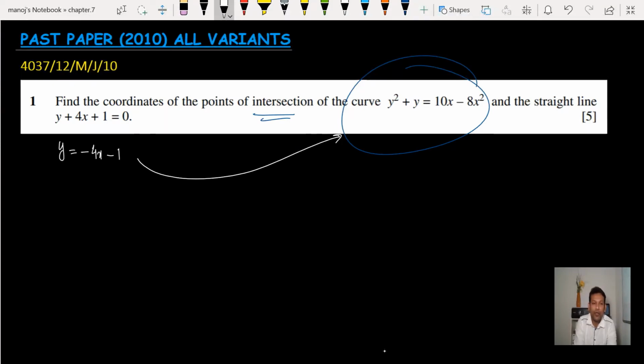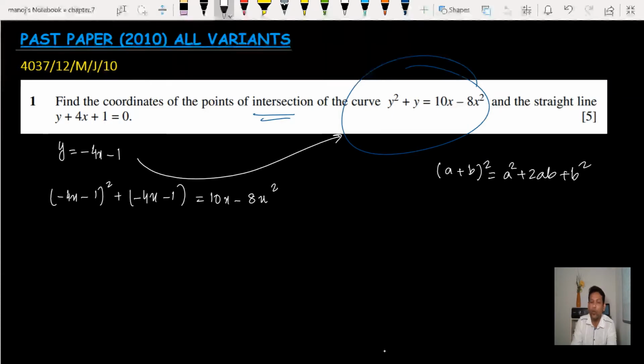So y squared means (minus 4x minus 1) whole squared, plus y, which is minus 4x minus 1, is equal to 10x minus 8x squared. Okay, there is no problem in this question. You can use the perfect square formula, but there is one thing I want to write here. Whenever you have (a plus b) whole squared, sometimes the key points are required to explain. This will definitely help you. Okay, this is the normal formula.